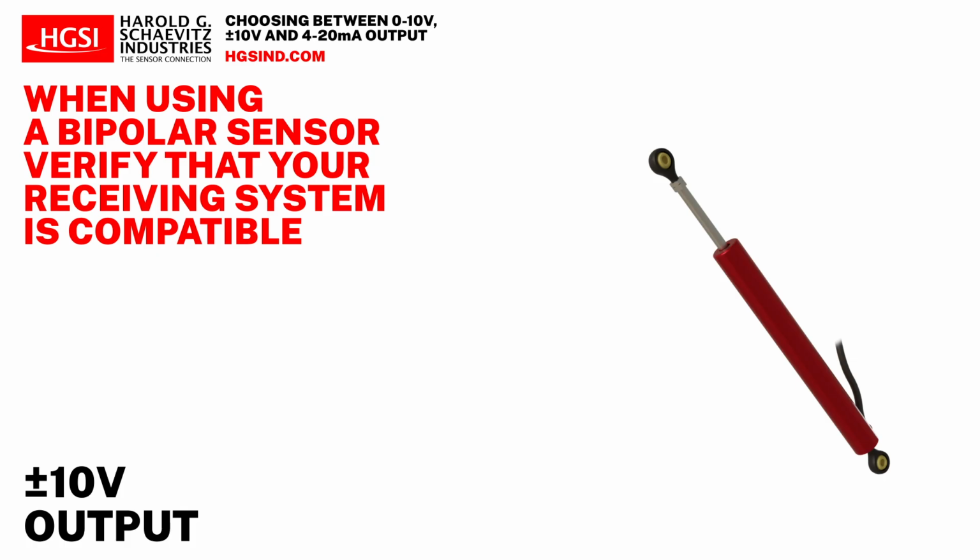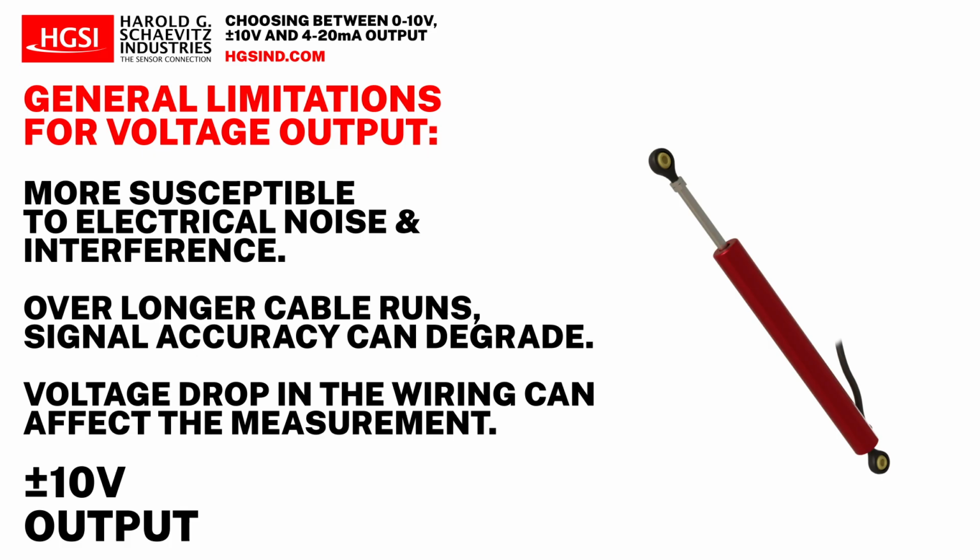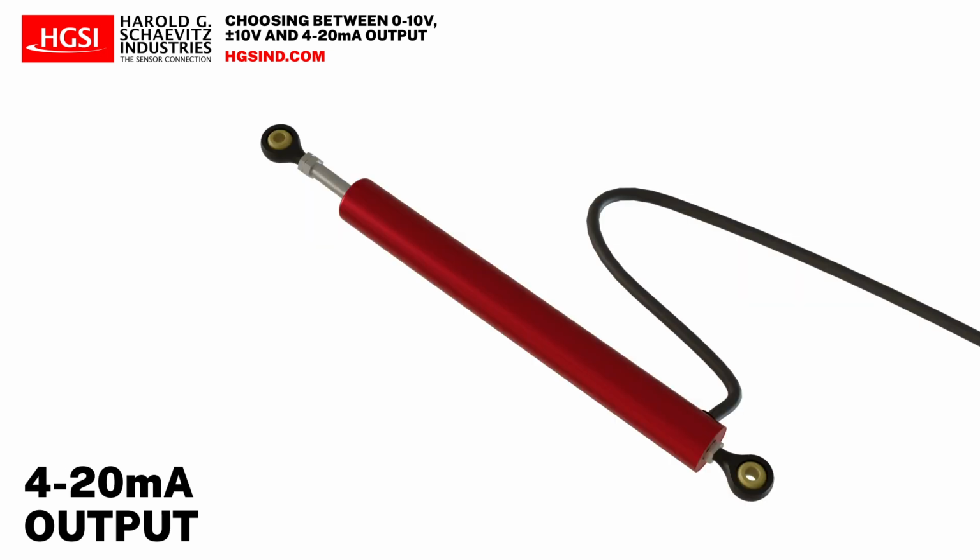Like other voltage signals, plus or minus 10 volt outputs share the same general limitations. Voltage signals are more susceptible to electrical noise and interference, and over longer cable runs, signal accuracy can degrade. Voltage drop in the wiring can also affect measurement. That's where 4 to 20 milliamp output comes in.